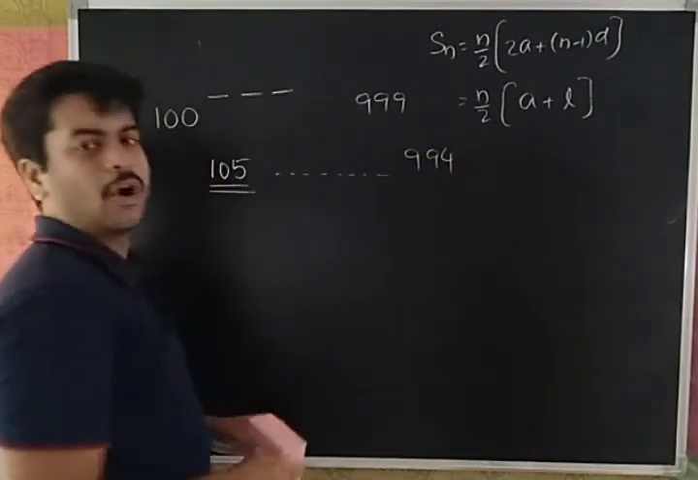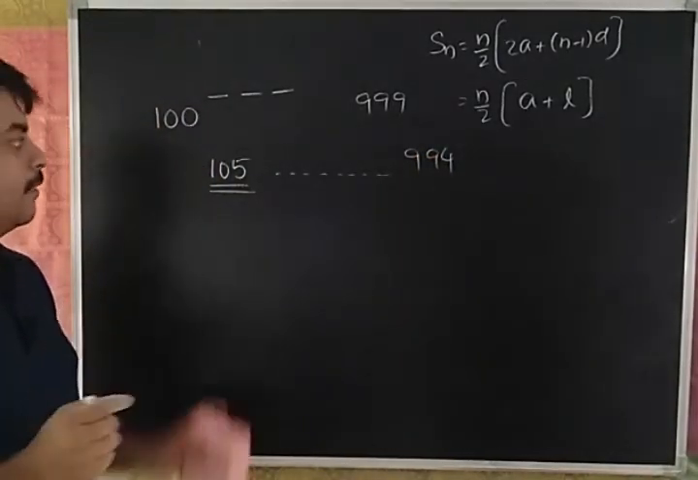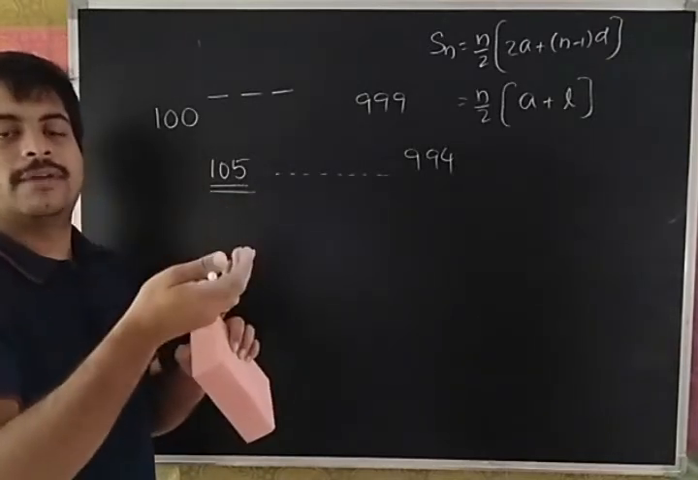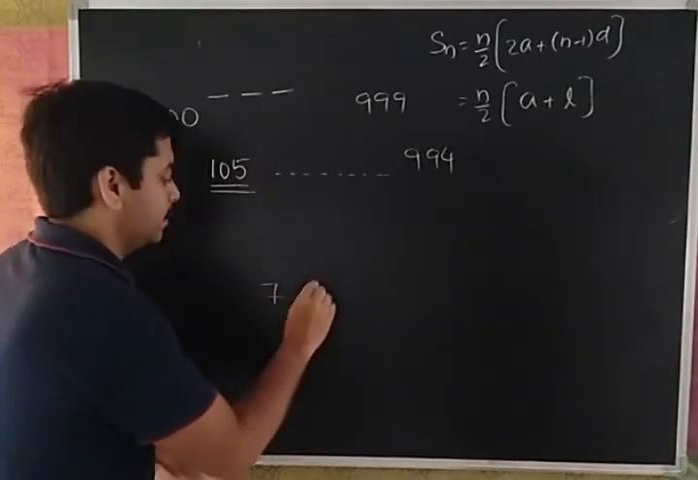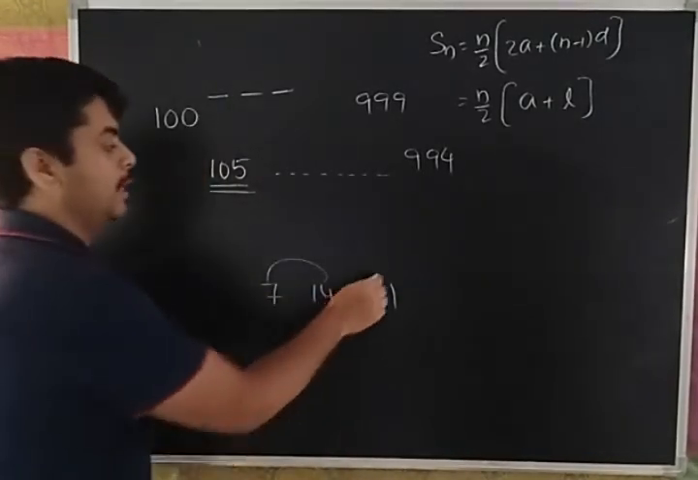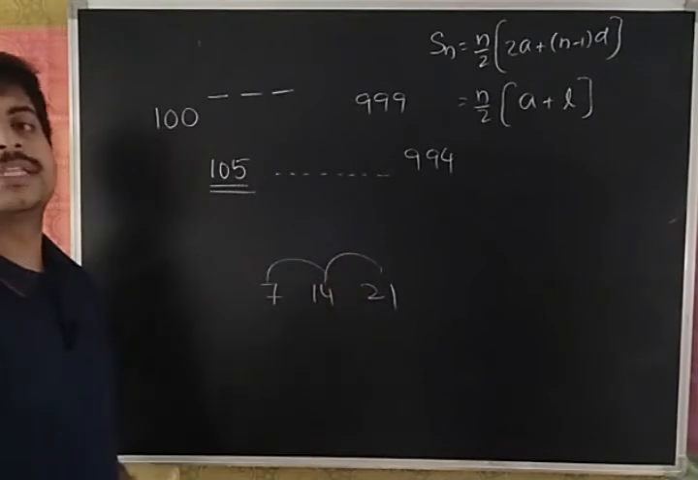Can you tell me what is the common difference for this one? It is a multiple of 7. So after every 7 elements, the common difference is 7. 7, 14, 21. What is the common difference? 14 minus 7 is 7. 21 minus 14 is 7. In that way, the common difference will be 7.